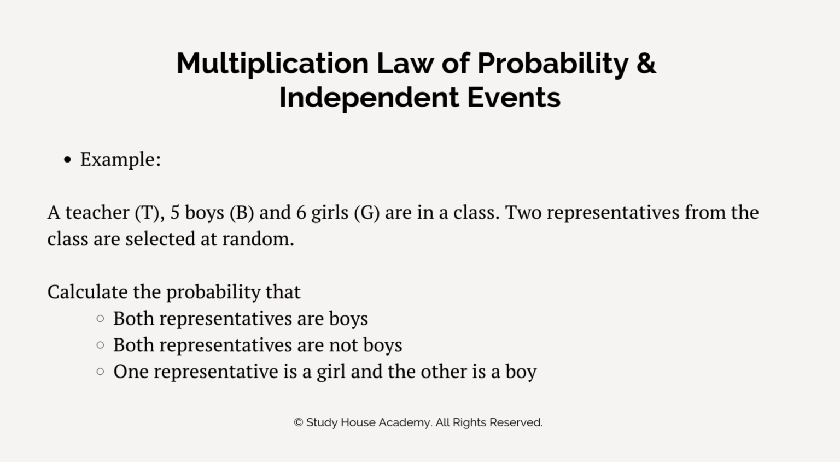Calculate the probability that both representatives are boys. Both representatives are not boys. One representative is a girl and the other is a boy.